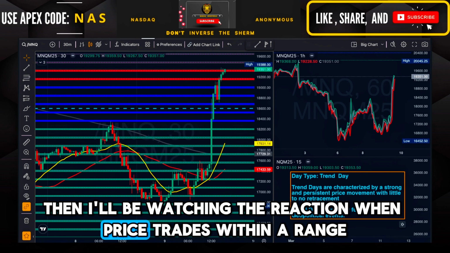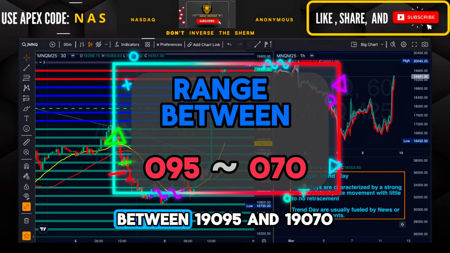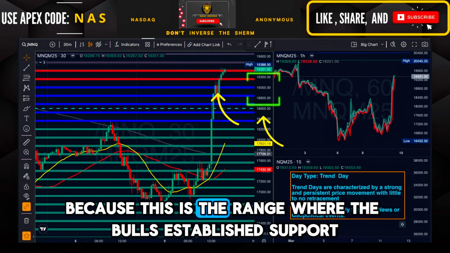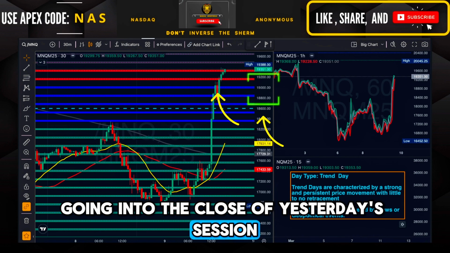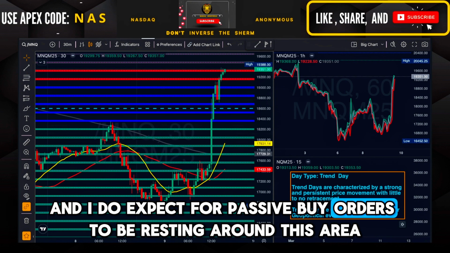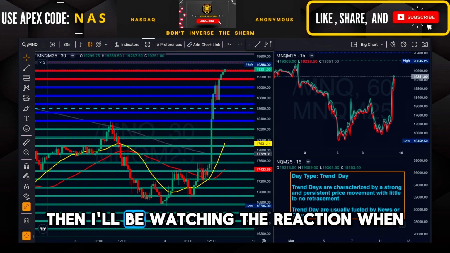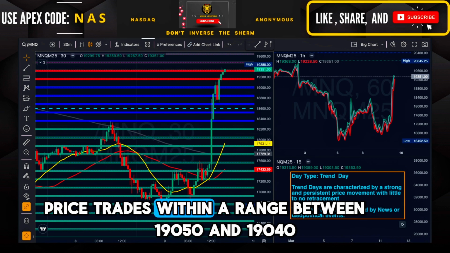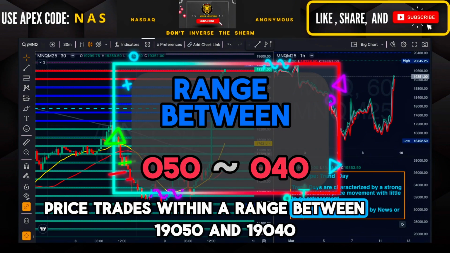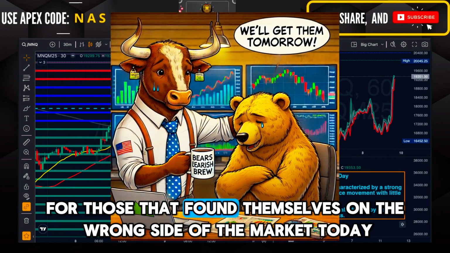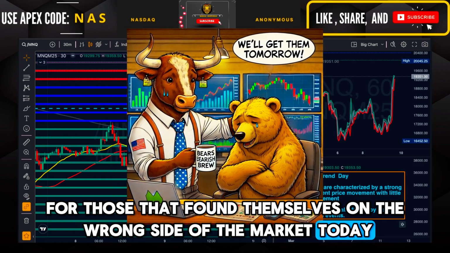However, for my bearish thesis, if the bears can regain their control overnight, then I'll be watching the reaction when price trades within a range between 1995 and 1970. Because this is the range where the bulls established support going into the close of yesterday's session. And I do expect for passive buy orders to be resting around this area to buy the retest. But if they fail to regain control, then I'll be watching the reaction when price trades within a range between 1950 and 1940.